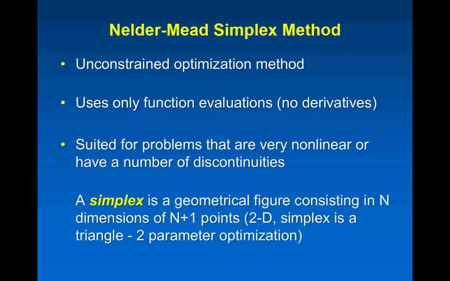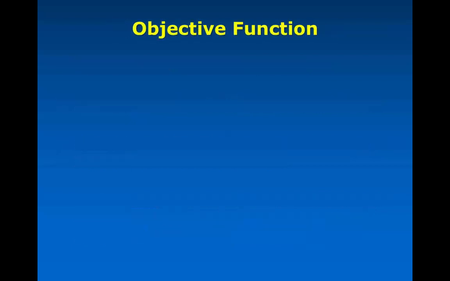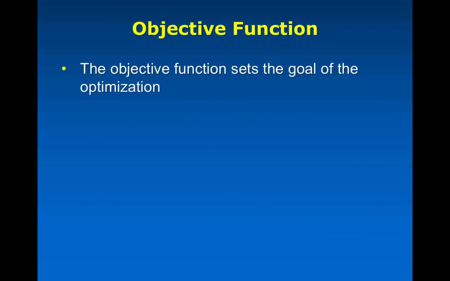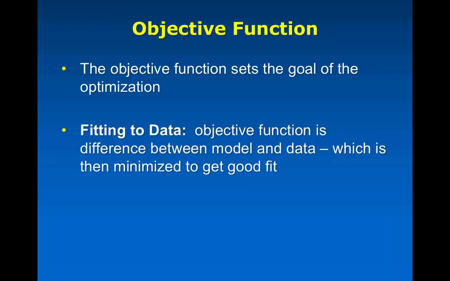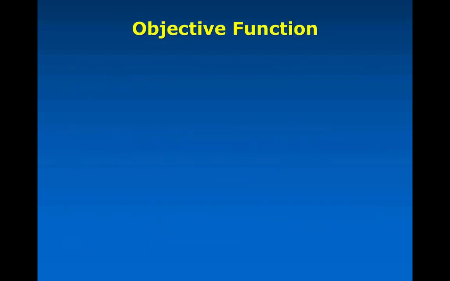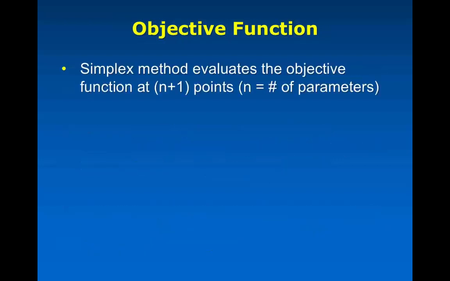So a simplex is a geometrical figure in n dimensions consisting of n plus 1 points. So in this case, we're talking about the number of parameters being equal to n. So if we're going to be optimizing 2 parameters, we have a 3-point shape. The simplex method basically evaluates the objective function at n plus 1 points to get things started, where n is the number of parameters.